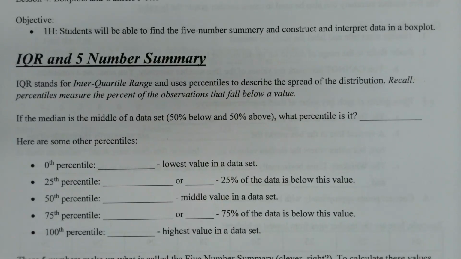Alrighty, so today we're going to be talking about kind of wrapping up spread as well as finding a 5-number summary and then constructing and interpreting a box plot.